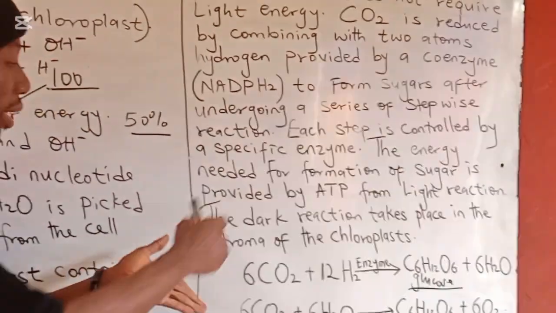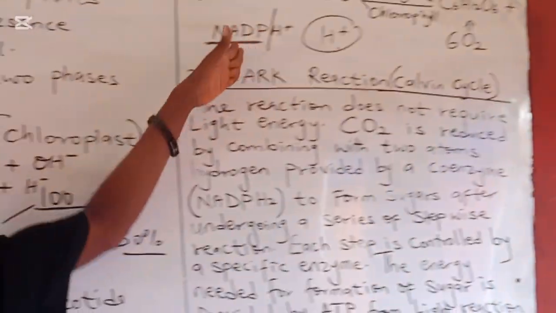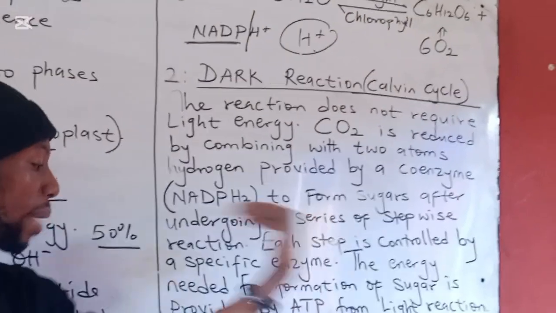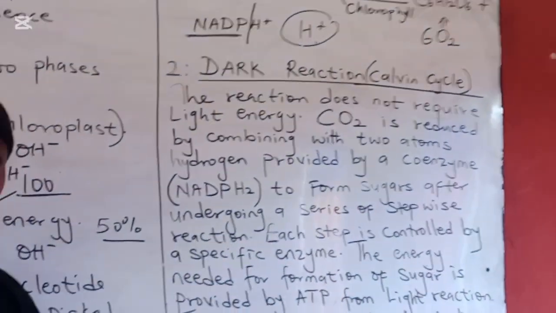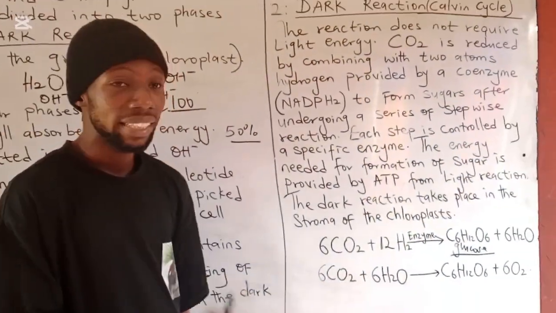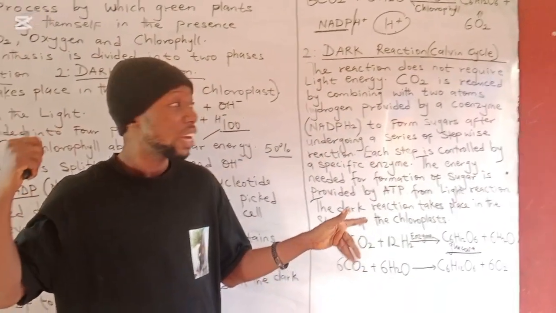Because in the dark reaction, as I said before, the NADPH is split into the enzyme and hydrogen ion. Then the hydrogen ion will combine with carbon dioxide. Please take note, the energy used for this whole process is the ATP that was formed during the light reactions.